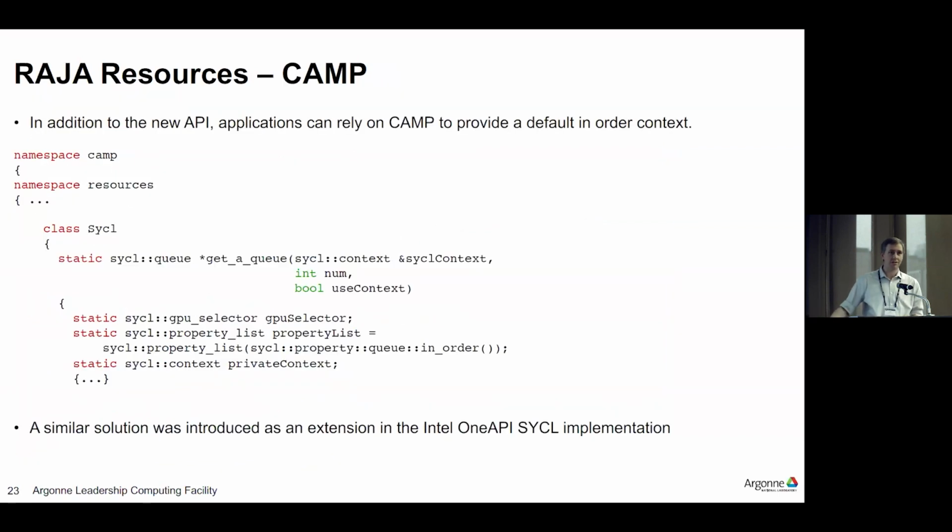Alternatively, I mentioned CAMP earlier, compiler agnostic metaprogramming facilities. There are different resources, so there are SYCL resources, and through this we implemented a default context. This is similar to the extension that Intel offers. I'm not sure the default context there is the same, but we do in order. This is because we want to match the semantics from the other backends, and we don't want any surprises for the users. So essentially, you can either pass through a resource or rely on the CAMP default one.